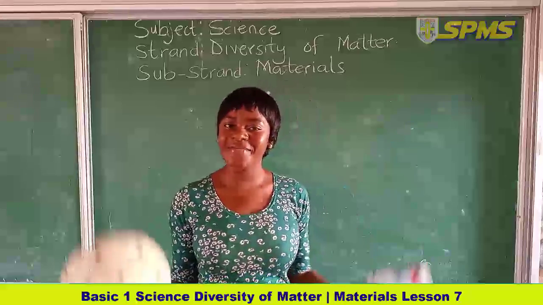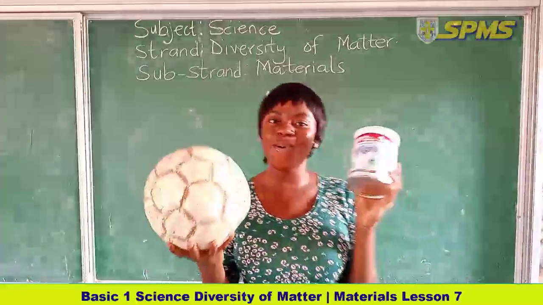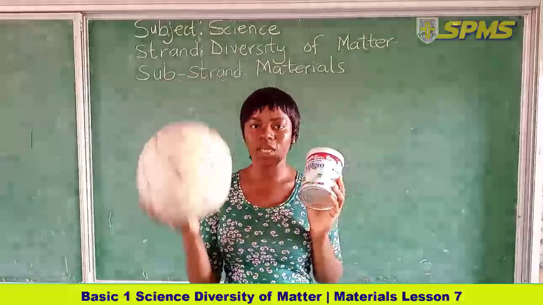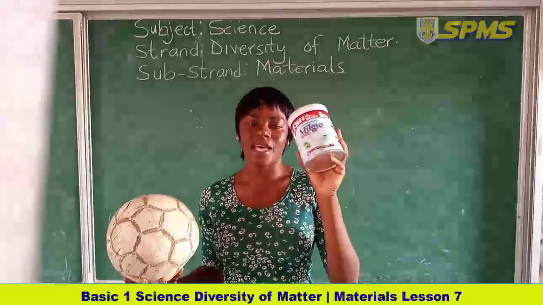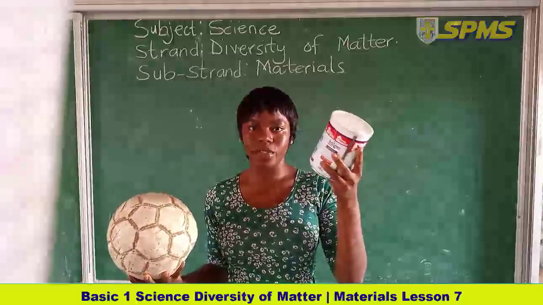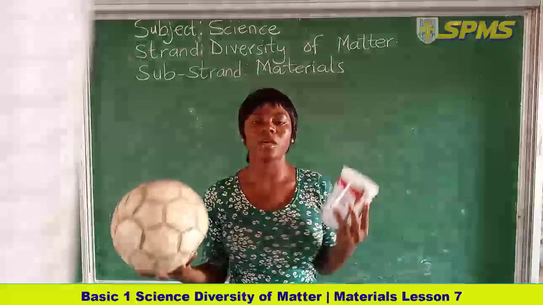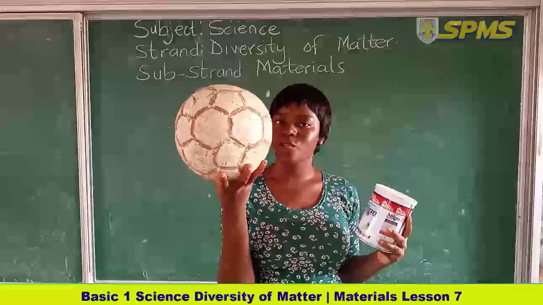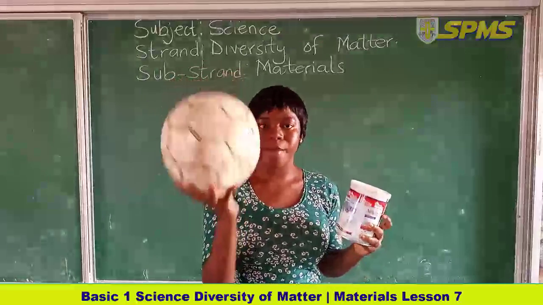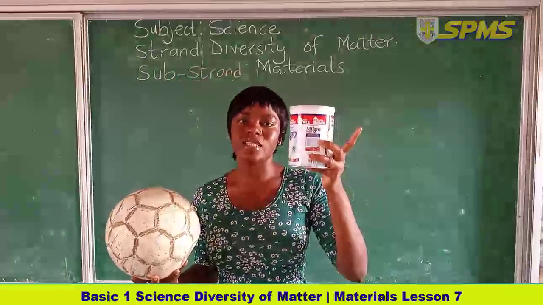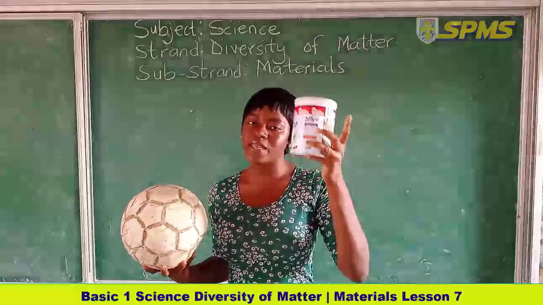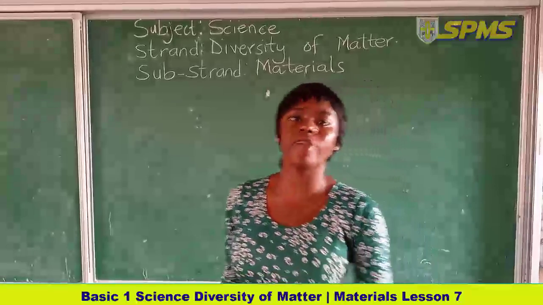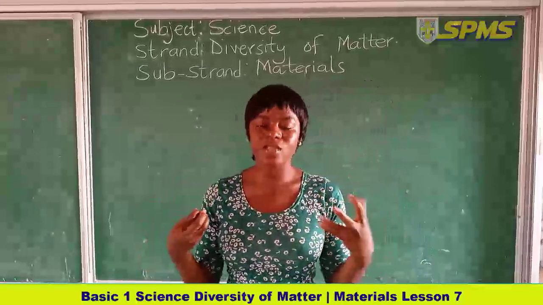Okay, so I have two objects in my hand. So here is what? A football. And this is what? A tin of milk. Okay, so let's make it a tin, right? So this is in a shape of sphere. It is not round, it is what? Sphere. And this is cylinder. This shape is cylinder.